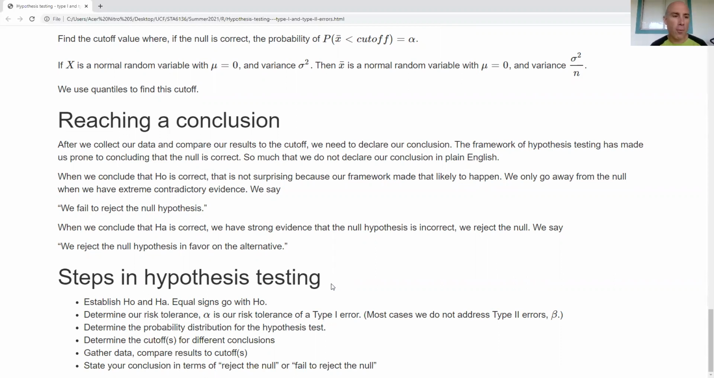What we're going to say is either we fail to reject the null hypothesis, or we reject the null hypothesis in favor of the alternative. Those are two very funny worded sentences. Why do we do this? Well, think about the framework that I just built up. I set it up so that by default, I am prone to going with the null hypothesis.